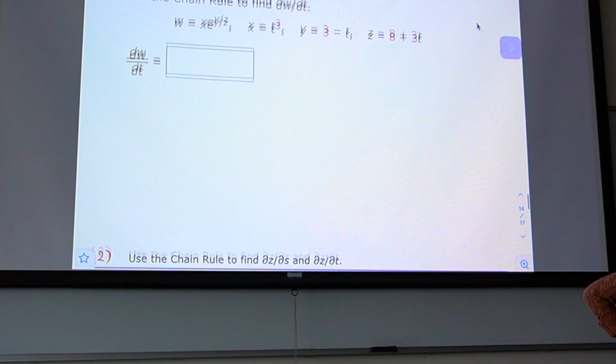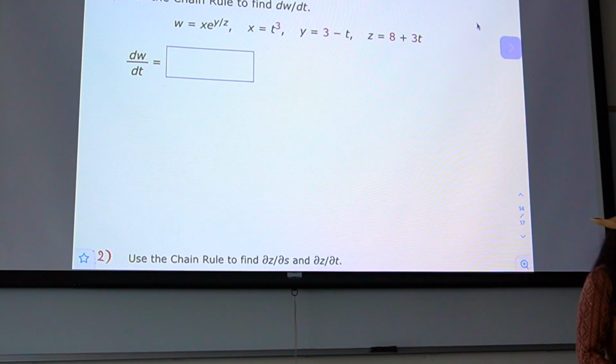Do the first one. Use the chain rule to find dw/dt. Should I give you guys some time to work on it? I think I'd like to do it together. Okay, how about we do it together? So we try to find dw/dt, right? Okay. What do we have over here?